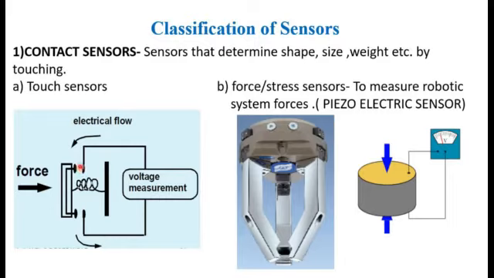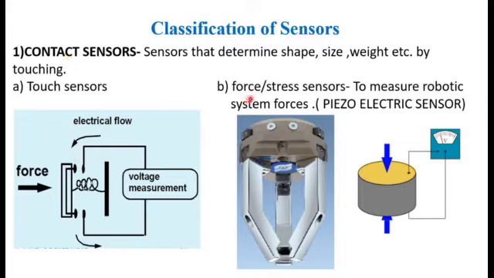When these two nodes come in contact, current will flow through this circuit, and this current will be measured in terms of voltage. So the force applied is measured in terms of voltage. Whenever there is a contact between these two nodes or points, only then will it be measured. Therefore this touch or contact is required here. So these are the contact sensors or touch sensors.